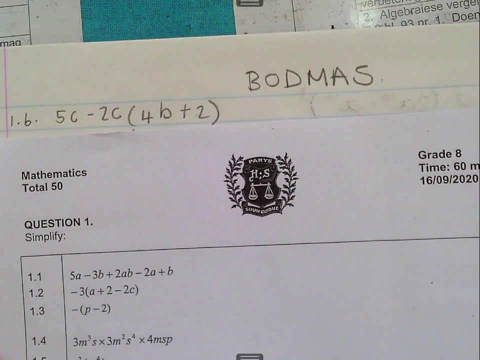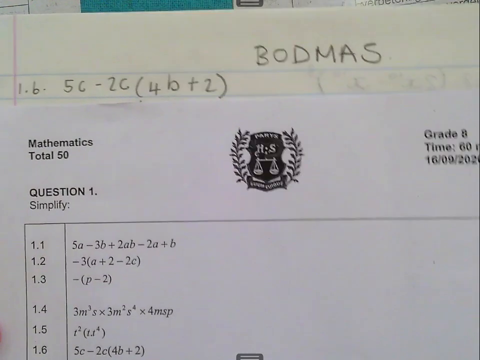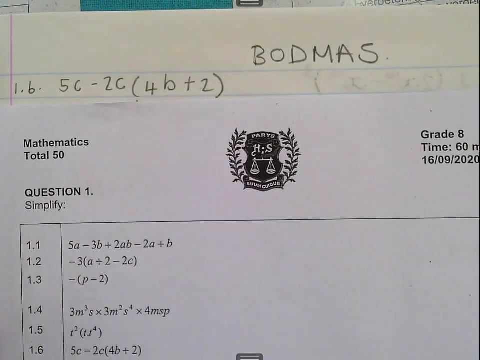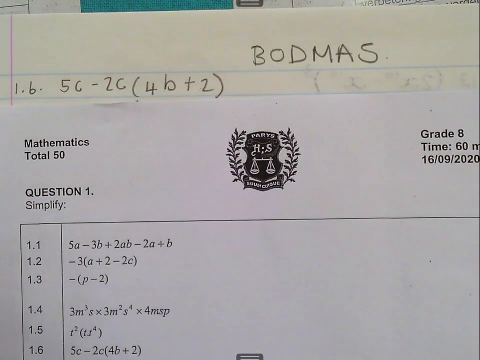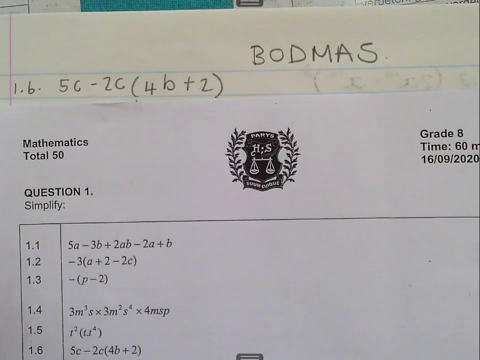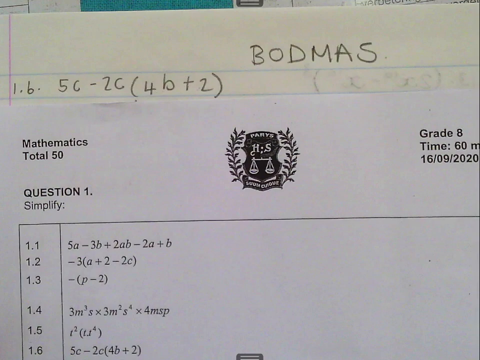How do you get rid of the brackets? You either do the calculation inside of the bracket. If that's not possible, you use the distributive law. That's your step 1 when you've got brackets. And if you can't do either of those two, then you can't finish the sum. You cannot do the sum.